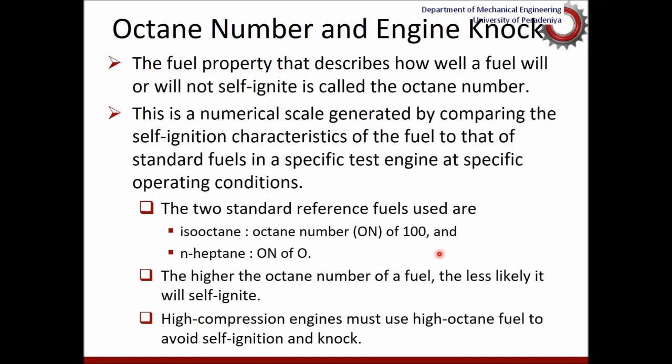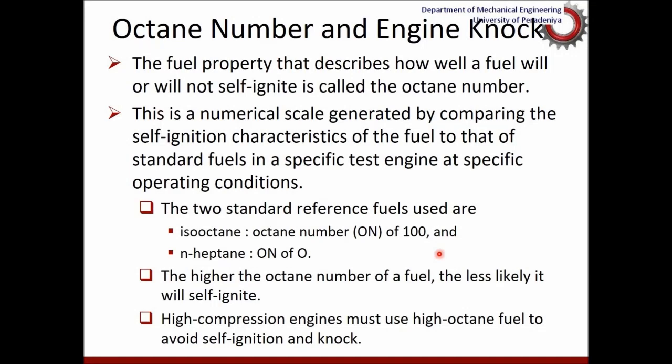So this octane number, if you get octane 100 fuel, that is perfectly C8H18 isooctane, and if it is octane 95, that means 95% is isooctane and 5% is n-heptane. So it is 95 fuel.